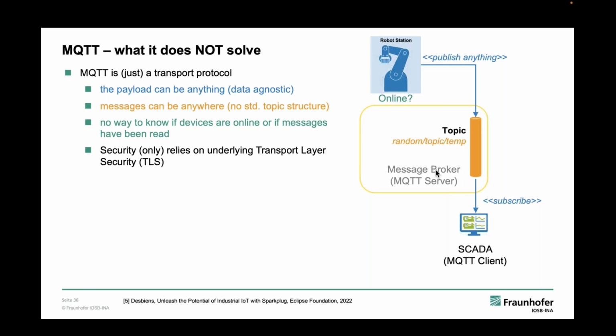And also these topics are not specified in MQTT. If you look at the orange topic here, it's just a random topic, and the SCADA client has to know which topic to subscribe to. This is not specified, so the messages that the SCADA client is looking for can be anywhere. Also, there's no way to know if devices are online or offline, or if messages have been received. In this example, the SCADA client does not know if the robot station is currently online and publishing data. And the security in MQTT relies on the transport layer below, so transport layer security, which is TLS.